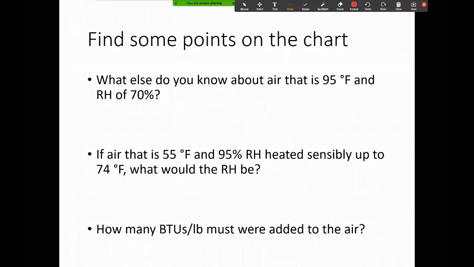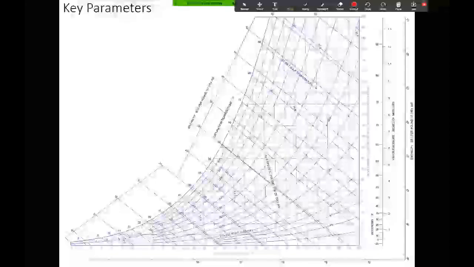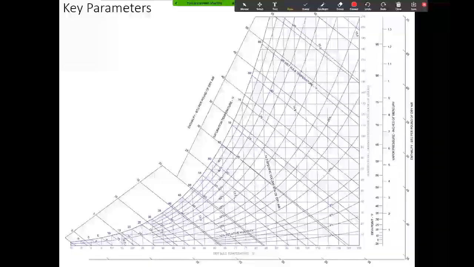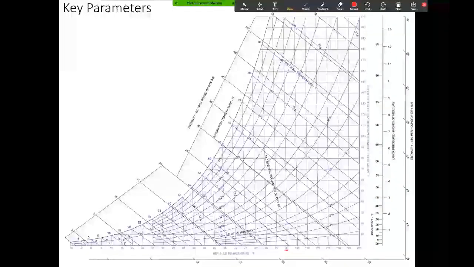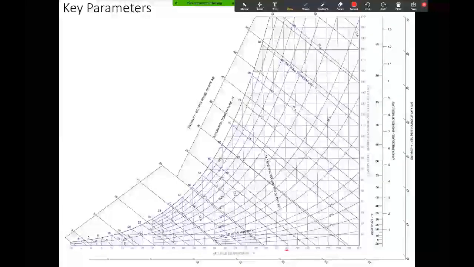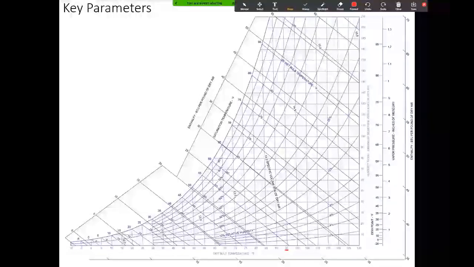So if we have 2 parameters of our air, two things that we know about the air, for example air that's 95 degrees Fahrenheit with a relative humidity of 70%, what else do we know about that air? If we have a dry bulb temperature of 95 degrees Fahrenheit, I'm right here on my dry bulb temperature on the sensible energy axis. Remember, this is sensible energy, this is latent energy, this is kinetic energy, and this is humidity, right? So I'm at 95 degrees Fahrenheit and 70% relative humidity. No, this is a bad example, sorry. So let's say I'm at 80 degrees Fahrenheit.